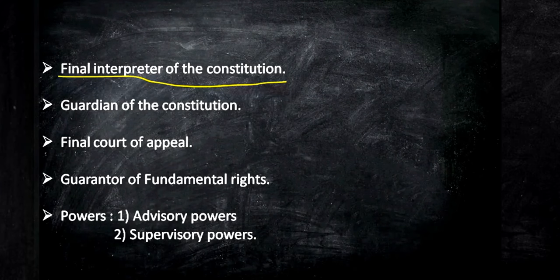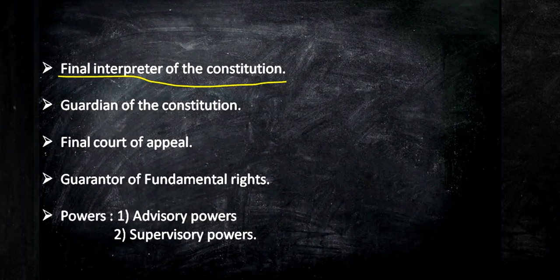In this way, many times the Supreme Court has interpreted the Constitution, giving an explanation or clarity about some of its provisions. So the Supreme Court is the final interpreter of the Constitution. That is the first function of the Supreme Court.